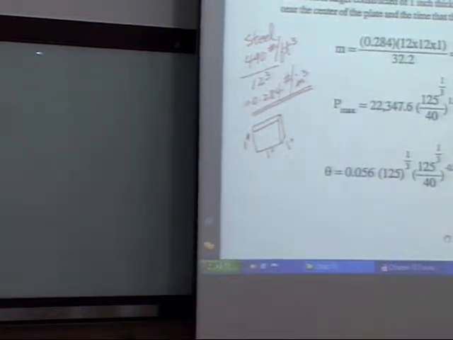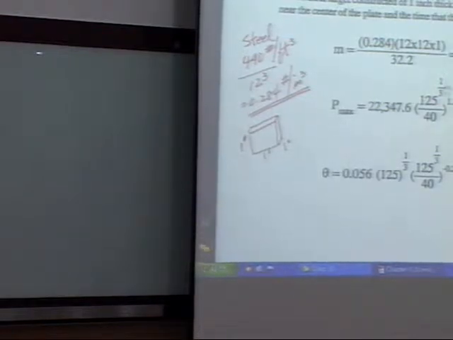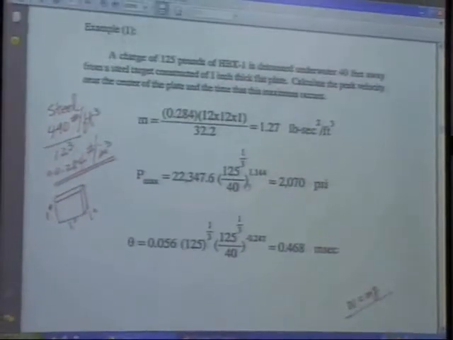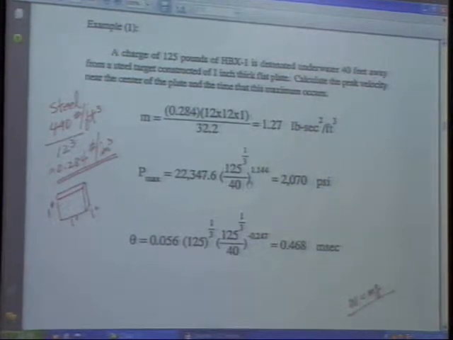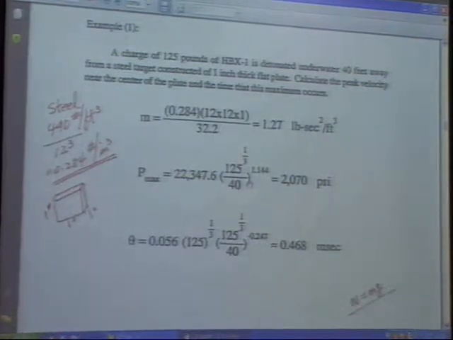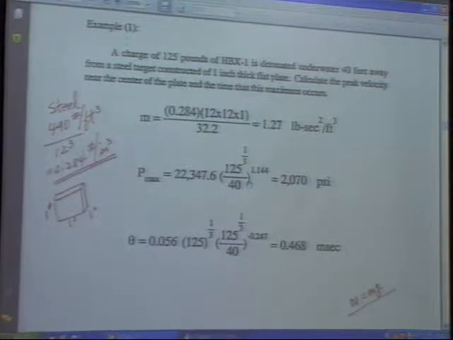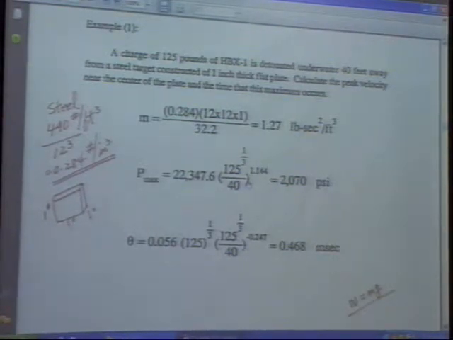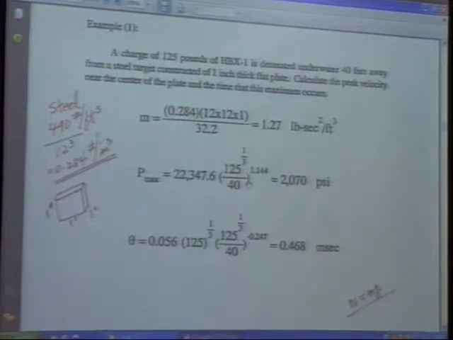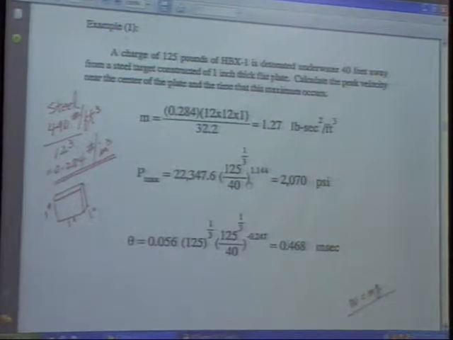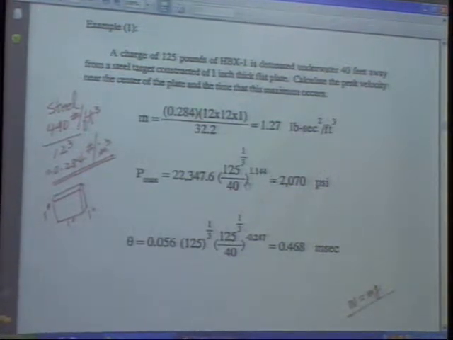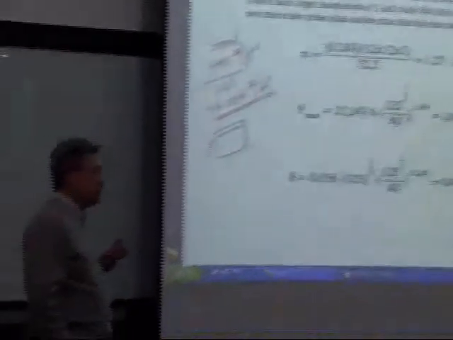So here, a charge of 120 pounds of HBX-1 is detonated underwater, 40 feet away from a steel target, constructed of 1 inch thick flat plate. Calculate the peak velocity near the center of the plate and the time that this maximum occurs. So, application of Taylor plate theory, and the first quantity you have to compute is M. What's the M?